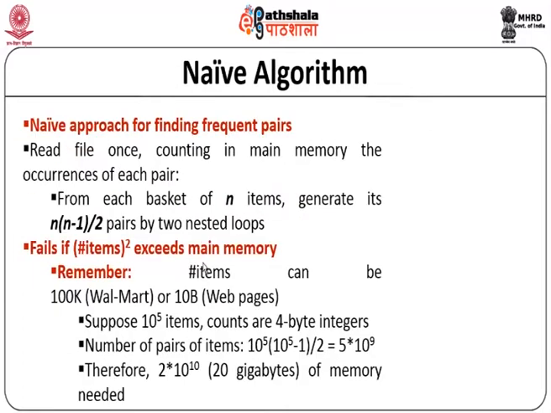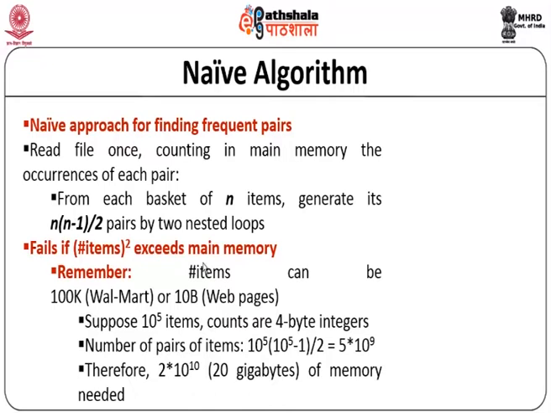So, when you want to make use of the a priori method, naive approach, what exactly you are trying to do is you are trying to read the file once and then you are counting in the main memory with respect to each and every occurrence of the item pair. Now, for each basket which comprises of n items, we are actually generating n into n minus 1 by 2 pairs of item sets.